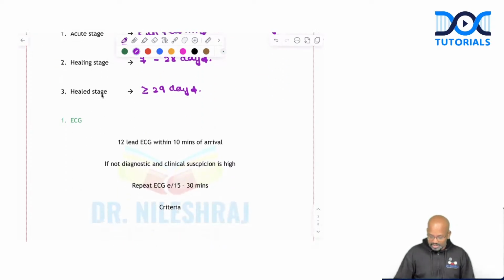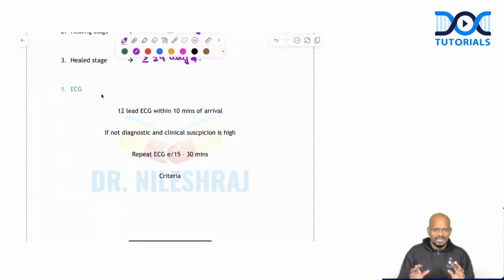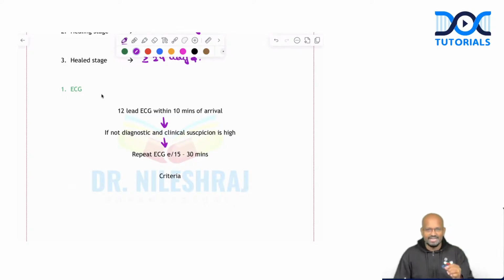Now, of course, let's look into the ECG, guys. We have to take a 12-lead ECG. It must be taken within 10 minutes of arrival. And after that, mostly we can diagnose, but practically speaking, it is very difficult to diagnose on the first ECG. So if it is not diagnostic, but the clinical suspicion is extremely high, you have a very strong doubt that the patient might be having a myocardial infarction but it is not reflecting on the ECG, just because it is not reflecting on the first ECG, you should not neglect that case, stating that it is nothing but gastritis.